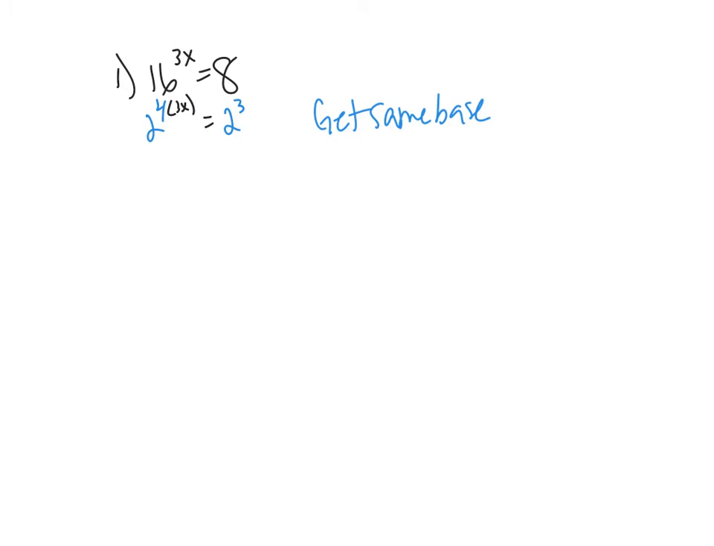So 16 we can write as 2 to the 4th. We're still multiplying by the 3x. 8 we can write as 2 cubed. Well, 2 raised equals 2 raised. That must mean that our exponents are equal. So equal bases means equal exponents.